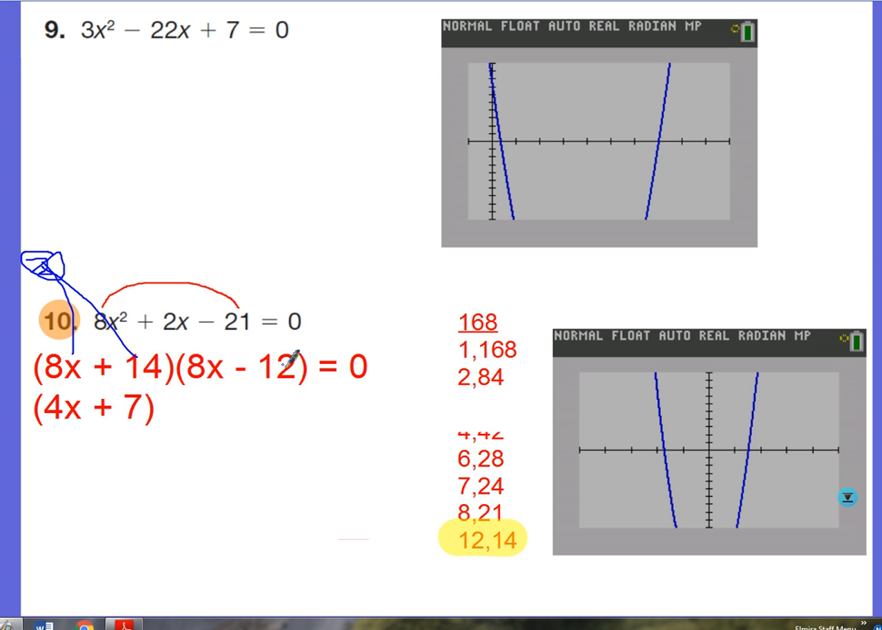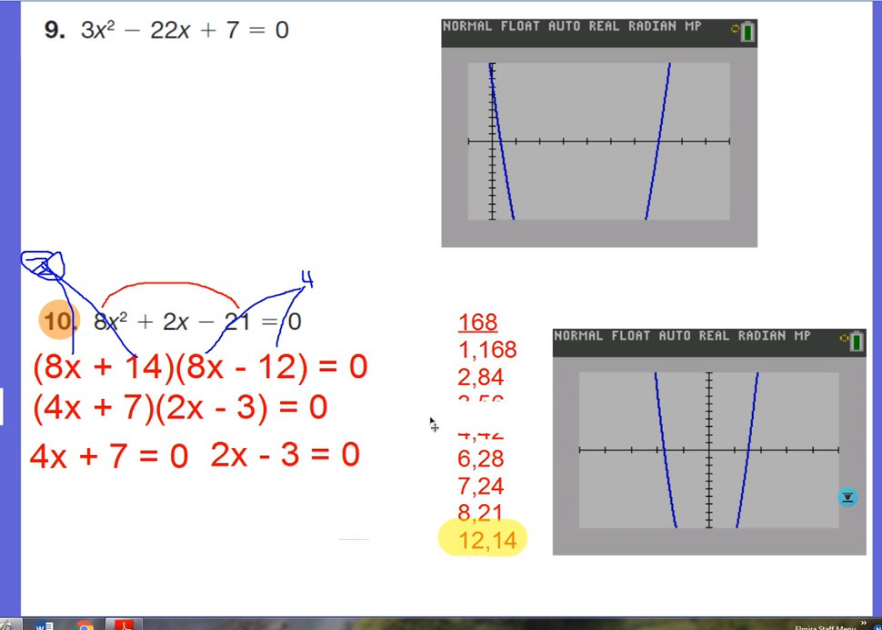Then 8x minus 12, okay, they both divide by 4, and you have to do the 4. You can't say, well, they also divide by 2. Well, that's true, but you have to factor them as much as possible. Otherwise this doesn't work. So then I've got 2x minus 3 equaling 0. Now, both of these factors have coefficients, so I have to set both of them up as basic two-step equations. 4x plus 7 has to equal 0, and 2x minus 3 has to equal 0.